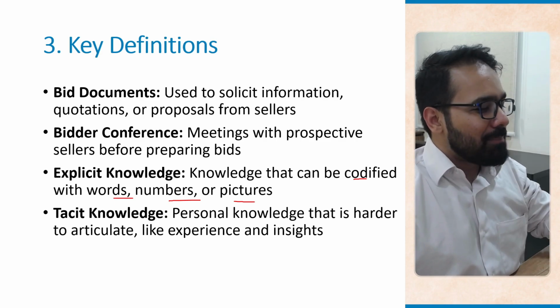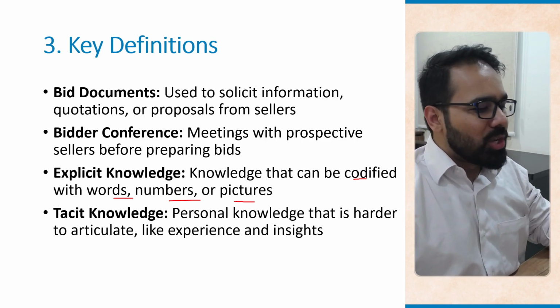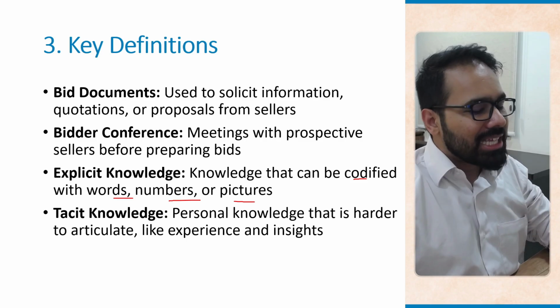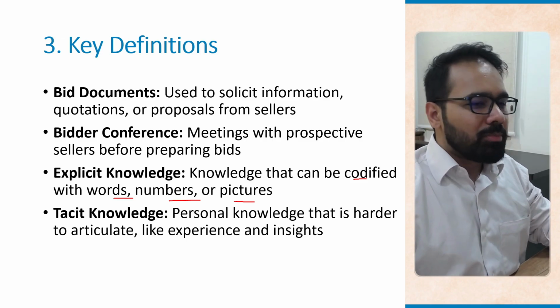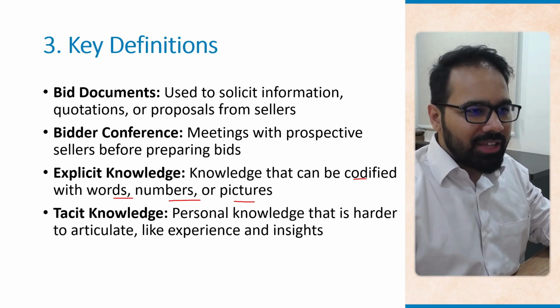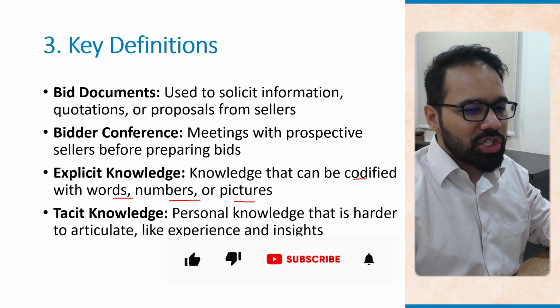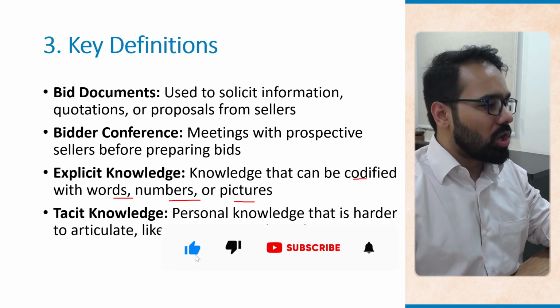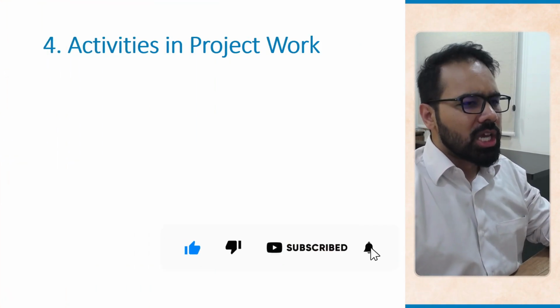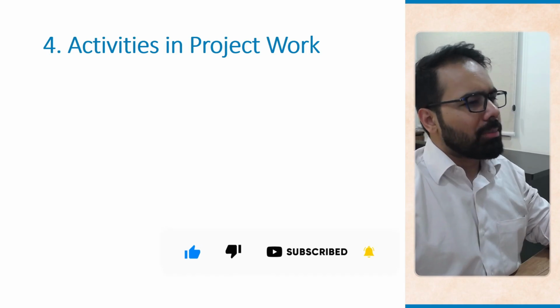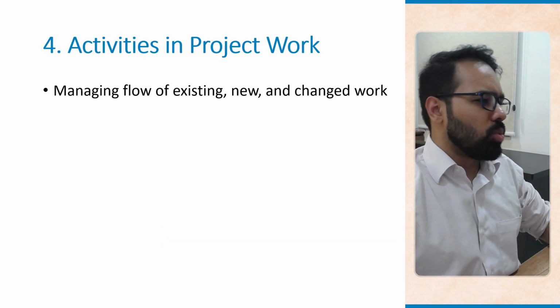So as an example, a senior developer may know shortcuts for optimizing the performance of the website, but they might not be written anywhere. It's just the developer's knowledge. So that is tacit knowledge. So these are some key definitions under work performance domain. Let's talk about activities in project work.